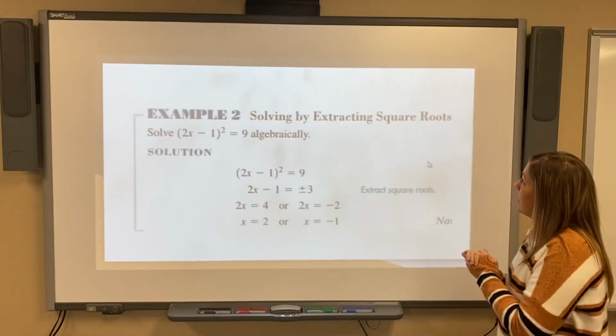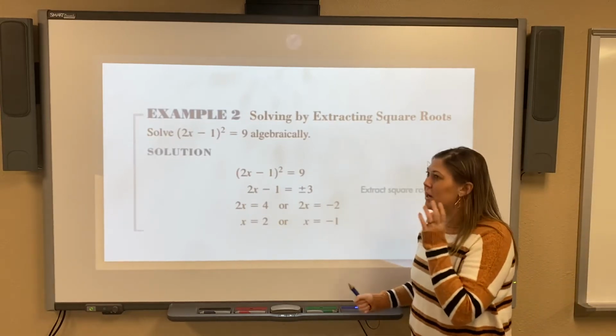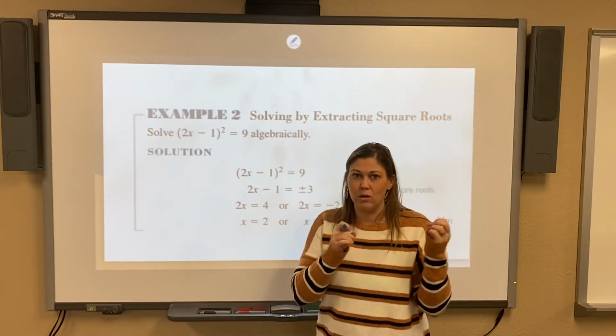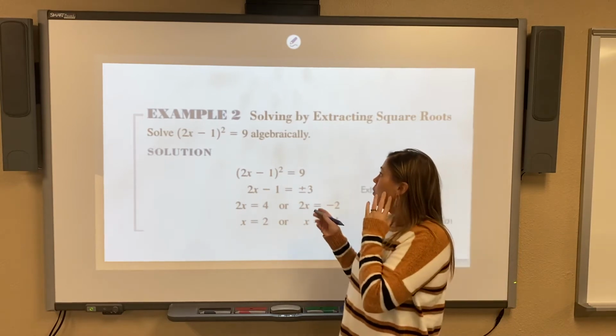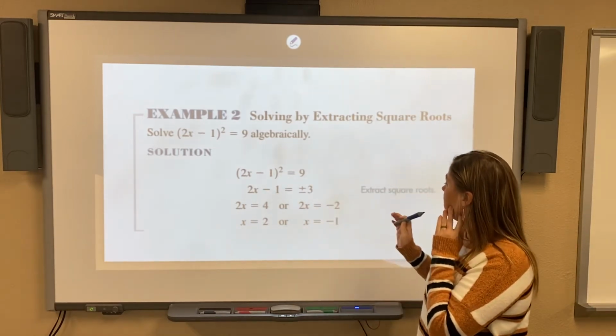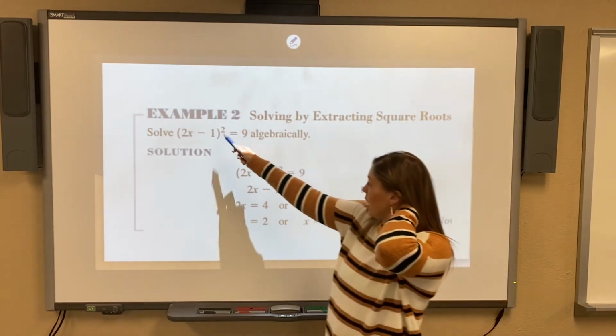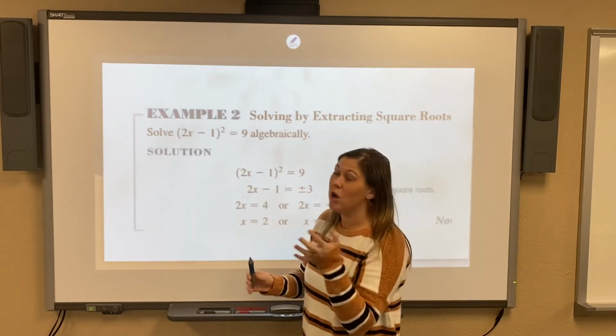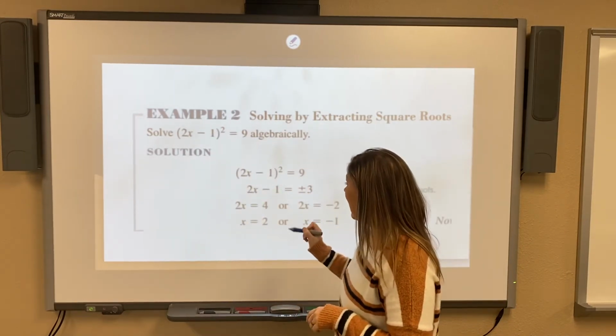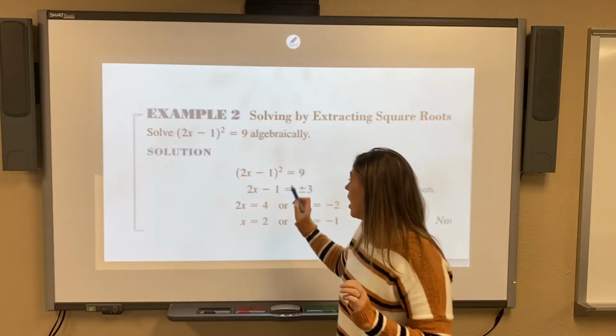Okay, now let's talk about extracting the square root. Think about extracting as pulling out, like taking away. So we are going to extract; we want to break up this square. Like if we multiplied that out, we would solve a square. But what we want to do is isolate this by itself. We want to undo the square.